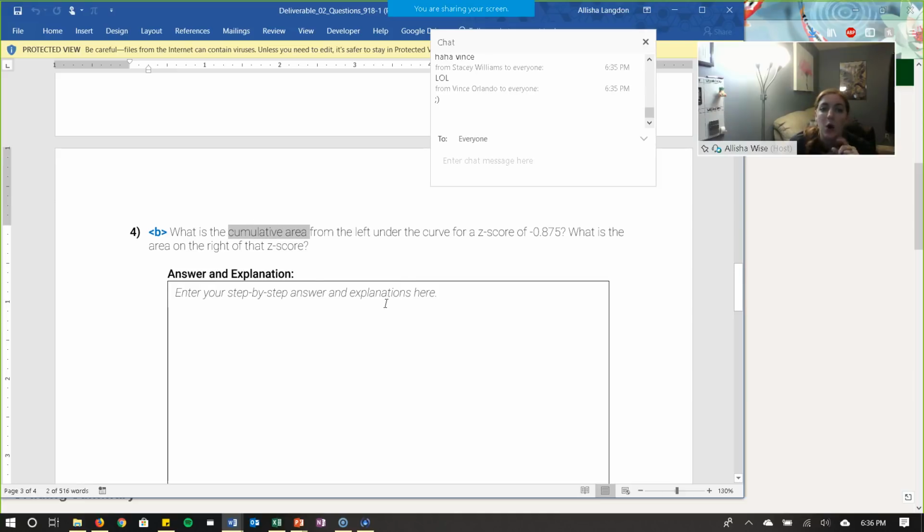Let's break it down. What is cumulative area? What does the area underneath the curve represent? What's that area under the curve? What did we talk about earlier? The area under the curve is the probability. So in other words, they're asking us, what is the probability from the left?